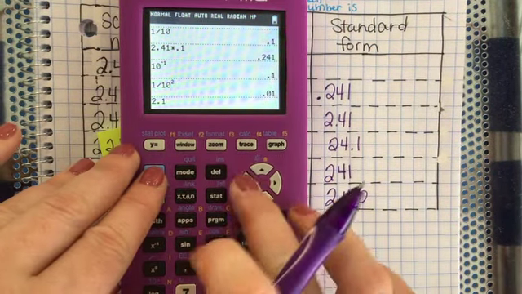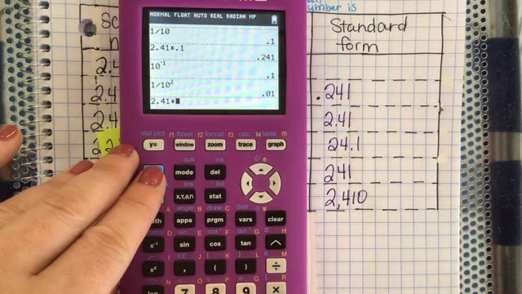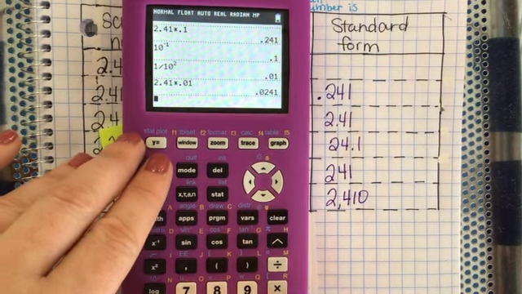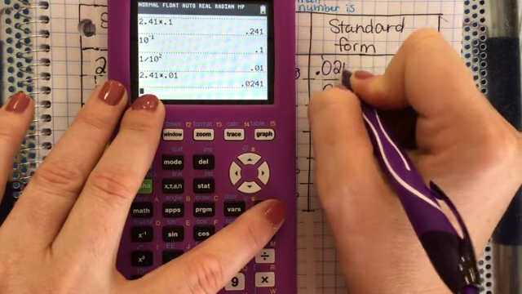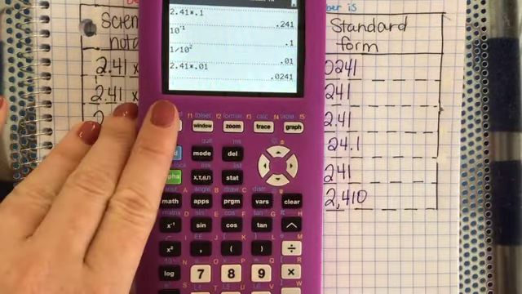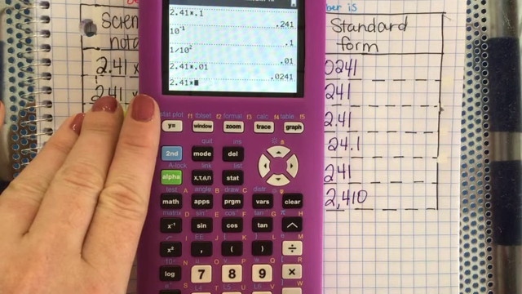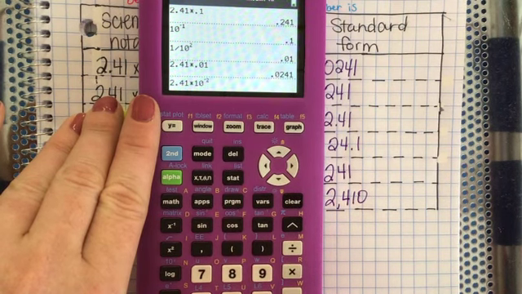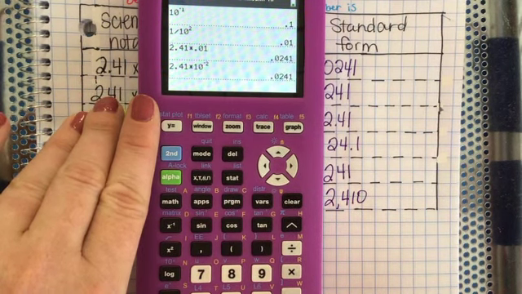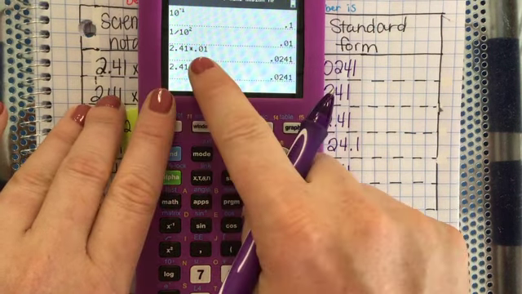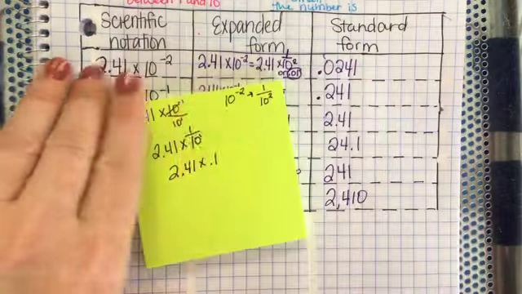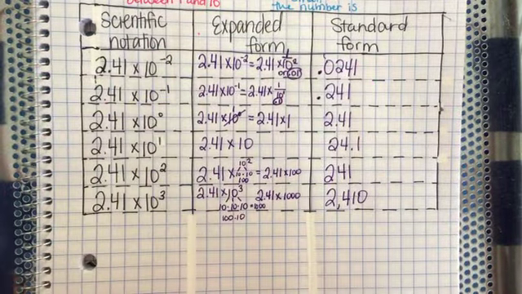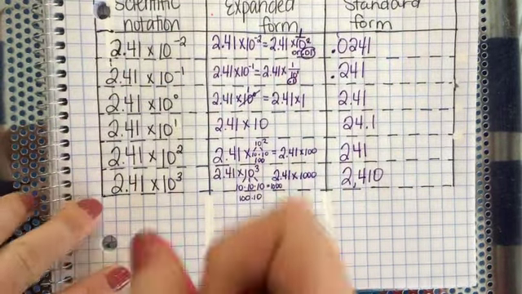So 2.41 times 0.01 is 0.0241. Or remember, you can type it in times 10 to the negative 2. 0.01 is the same thing as 10 to the negative 2. Okay, now let's find the pattern.